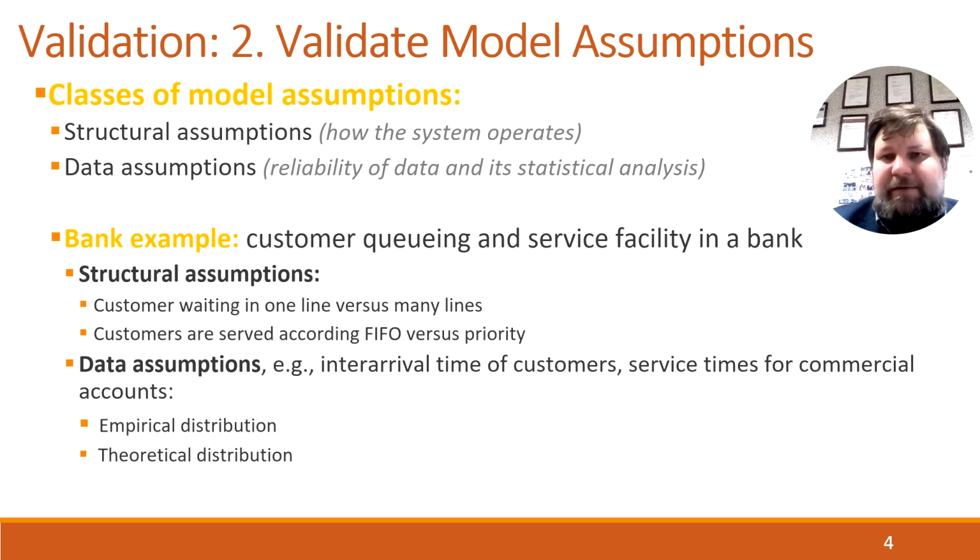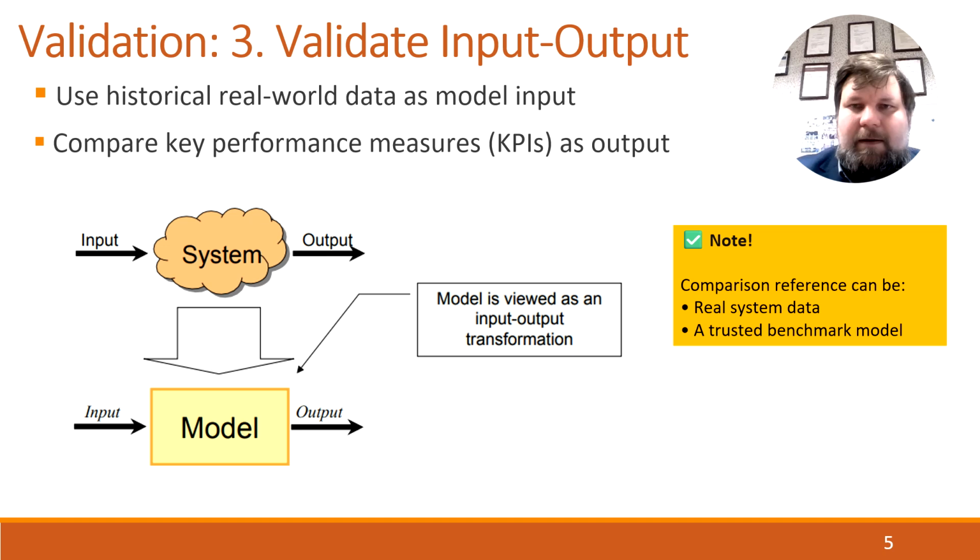After completing the first step, we can move to the second one, which is validating model assumptions. We check if our structural assumptions and data assumptions are realistic. Talking about structural assumptions, for example, in a bank, do customers wait in one line or many, and are they served according to the FIFO principle or by priority? We also check if our input data and chosen distributions make sense. So if we are happy, we can move to the next step.